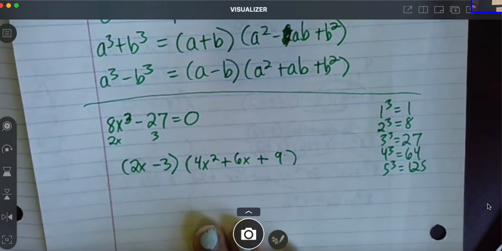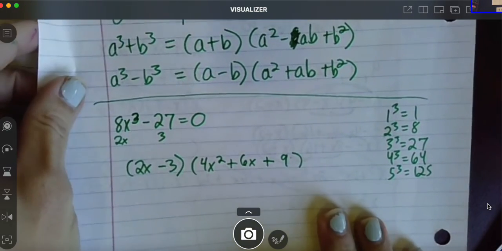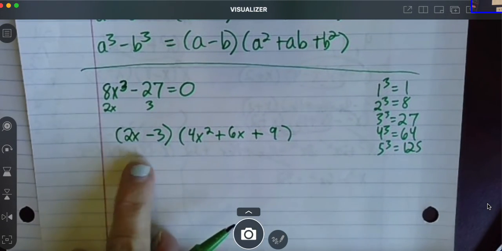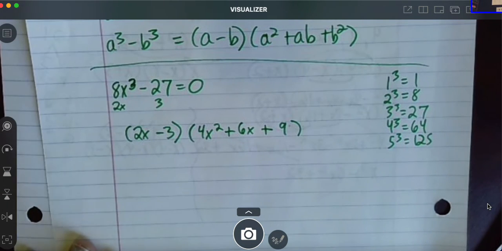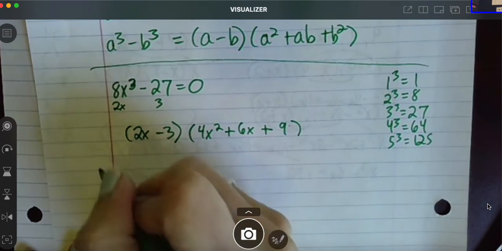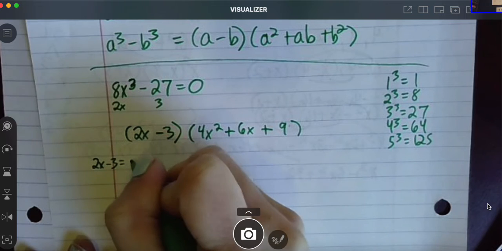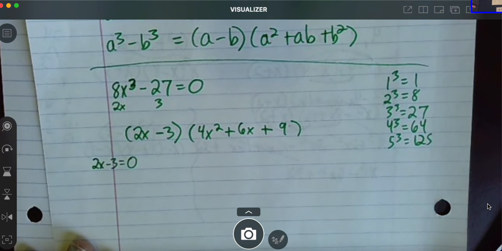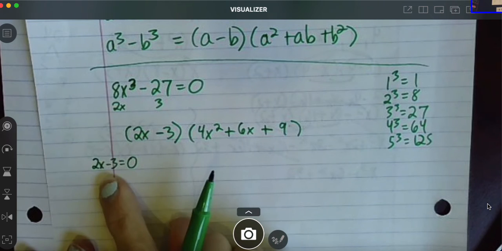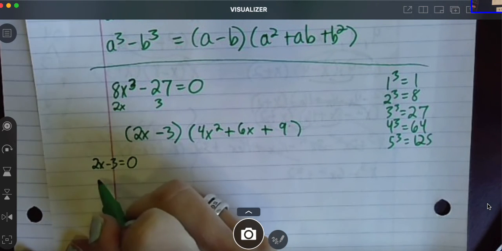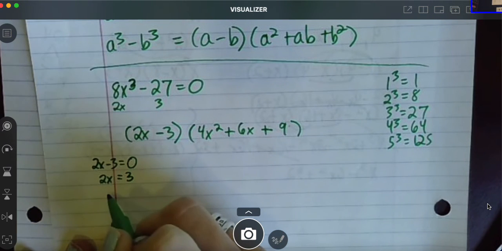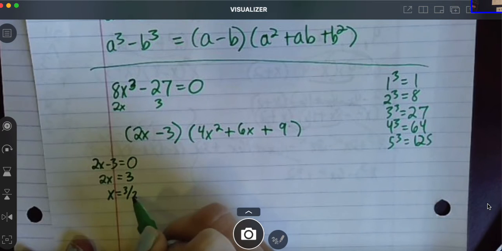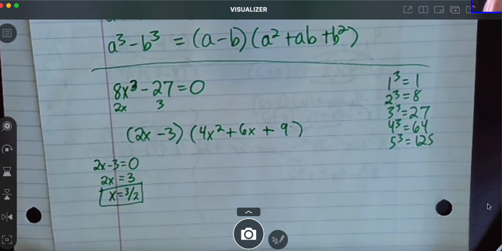Now, I would like to have it fully factored so that I can get my answers. Okay, this one is factored completely. So I would just set that equal to 0. Remember, that's how you always find your zeros or your solutions, your roots. You set each thing equal to 0. So 2x minus 3 equals 0. How do I find those? I would add 3. And then what do I do to solve for x? Divide by 2. So that's one of my answers. I actually have 2 more.